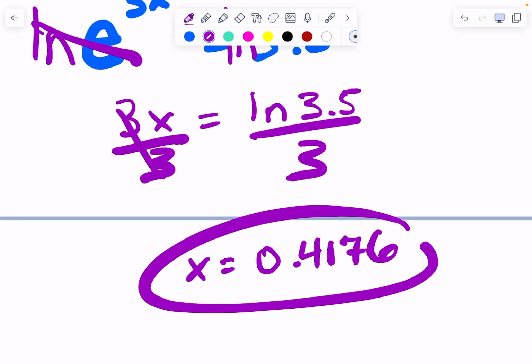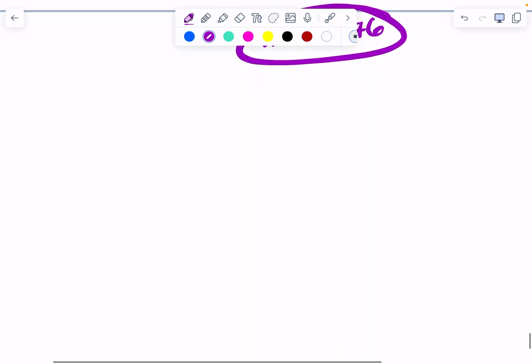0.4176 or something like that. Beautiful. Brady, you get it now. Awesome. Okay, let's do a couple more. All right, let's go. I'm going to make this one really hard. Are you ready?